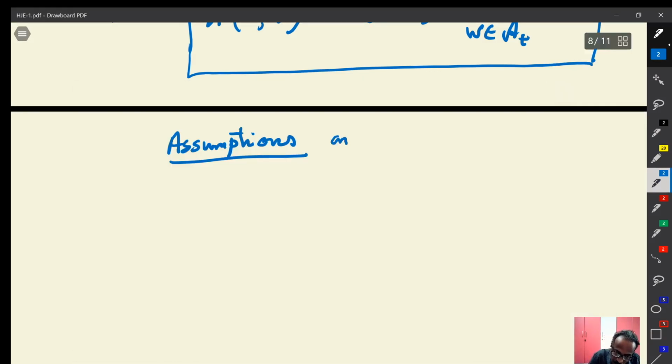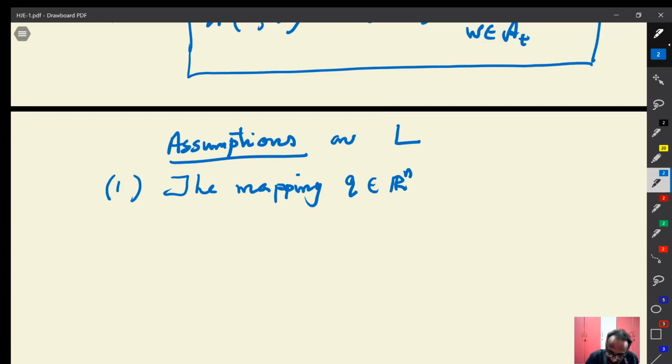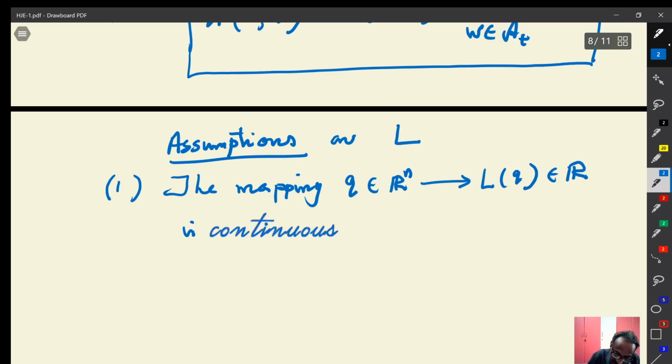Assumptions on L and G: basically we take G as a Lipschitz continuous function. So there are two assumptions. One, the mapping q in R^n to L of q in R, and you will be using these notations throughout my lectures, because these are all notations commonly used in classical mechanics, is continuous and convex. Convexity plays a very big role.